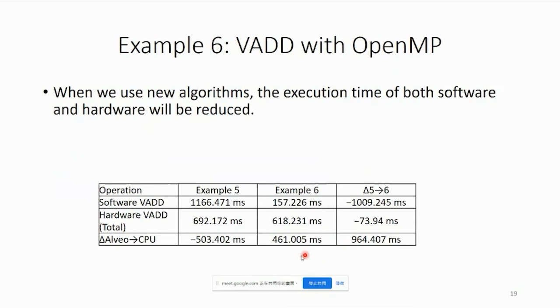And we can find that in example 6, in the last line of the time, our card is faster than the CPU. And this is because we use a new algorithm in OpenMP. So we can get the result.